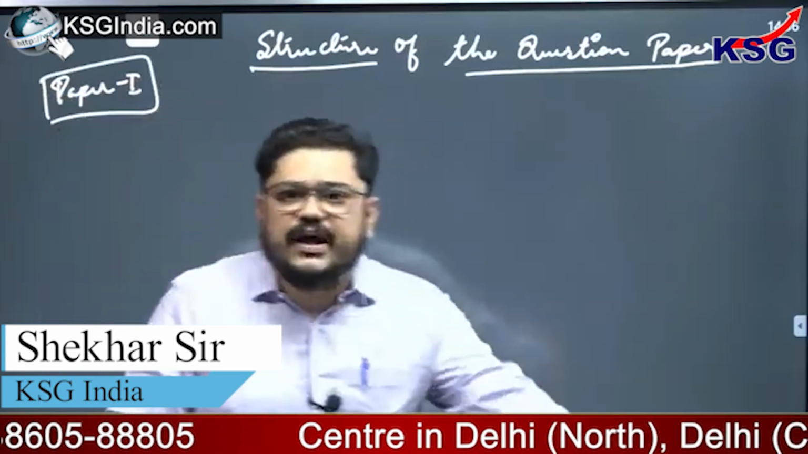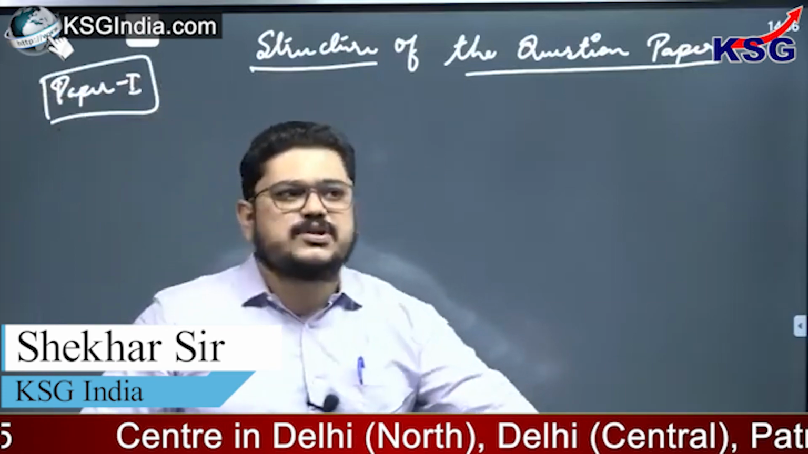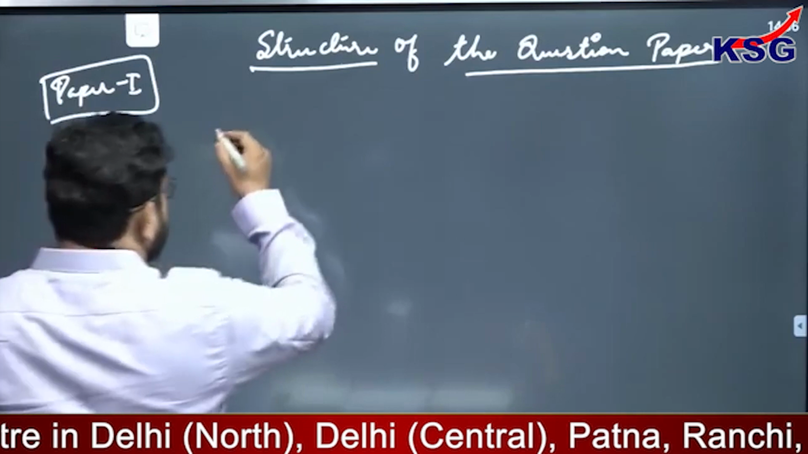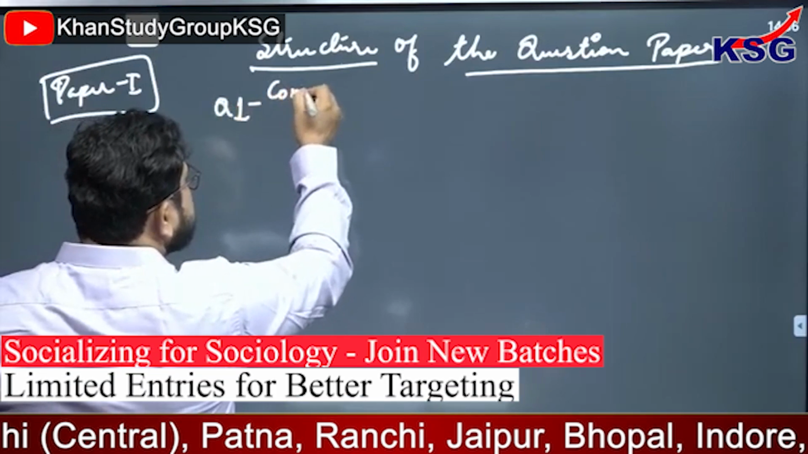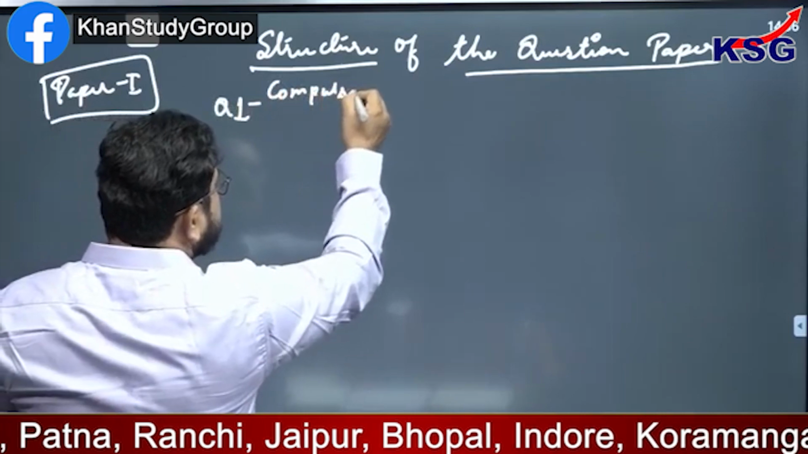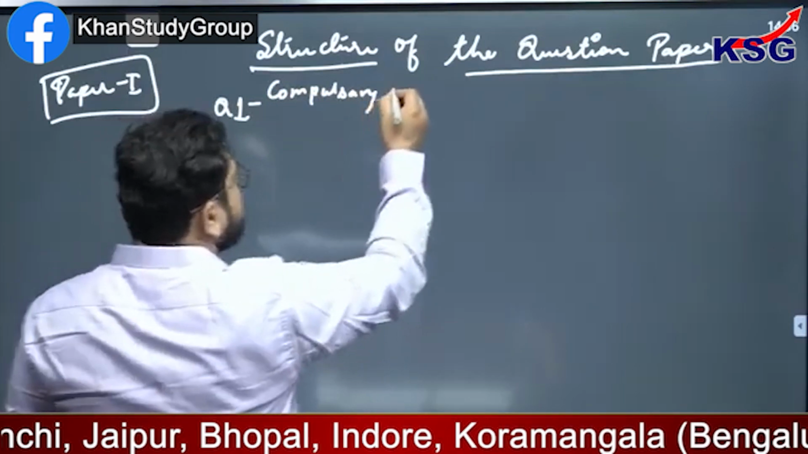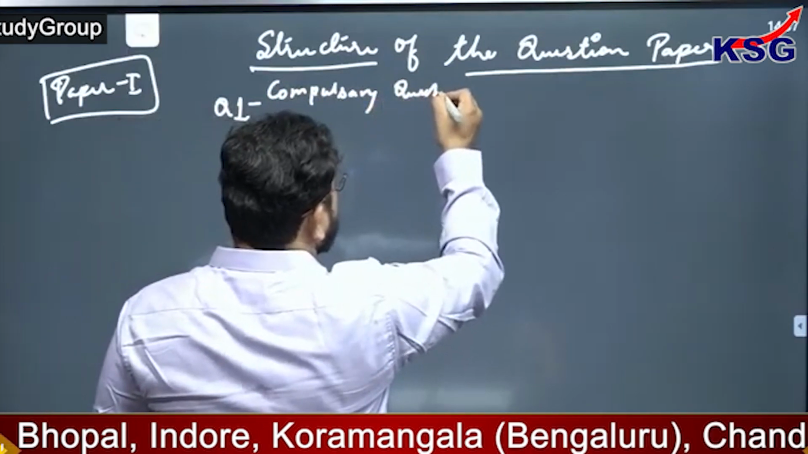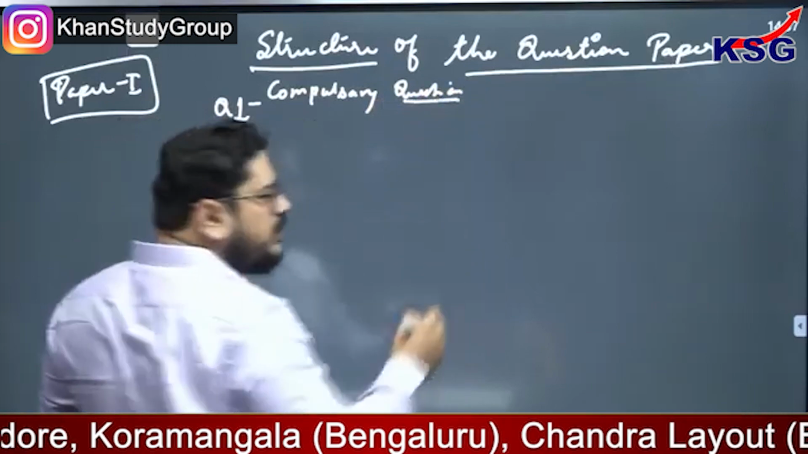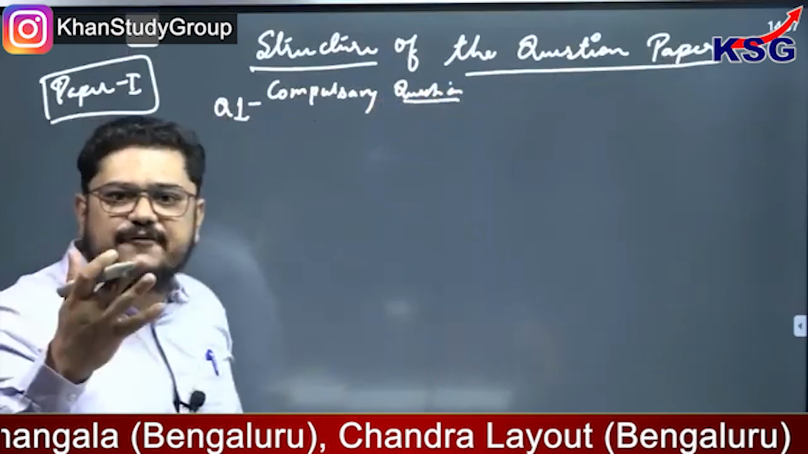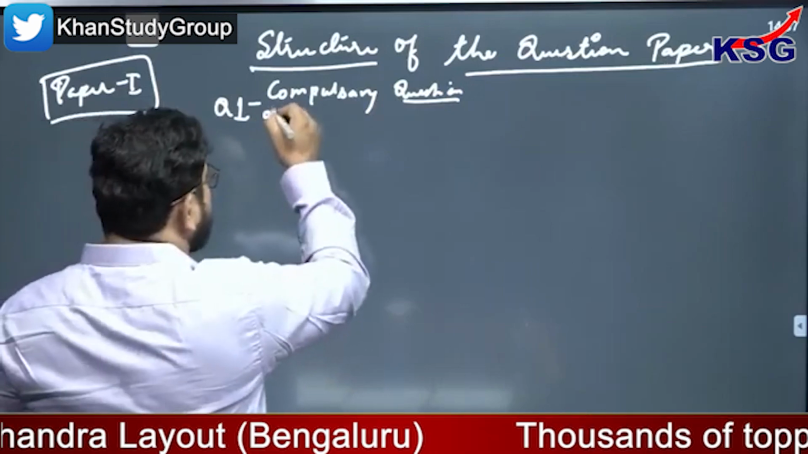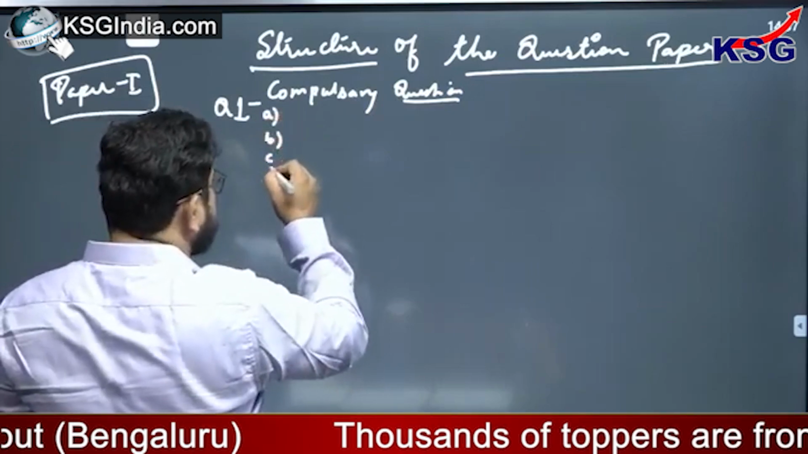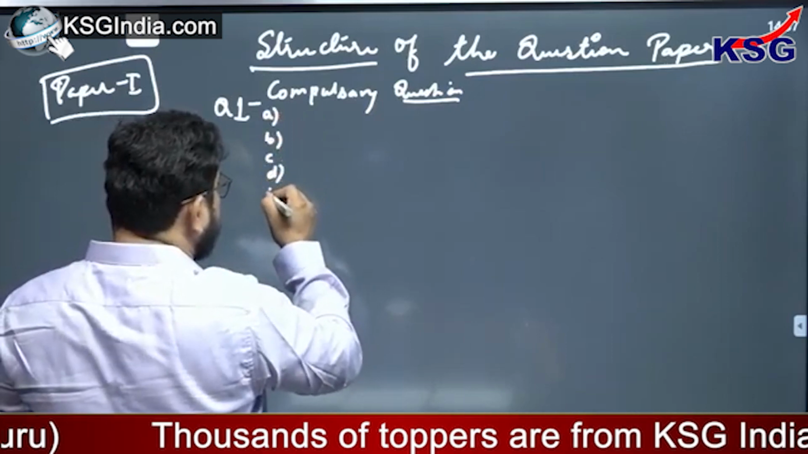In total you will have 8 questions, whereas question number 1 is a compulsory question. All of us have to attempt this. Within question number 1, you'll have 5 questions. Okay, 5 parts, 5 questions. Question 1, A, B, C, D, and E.